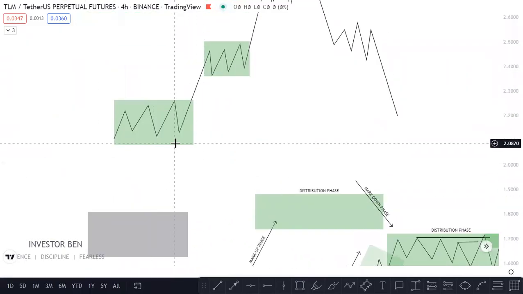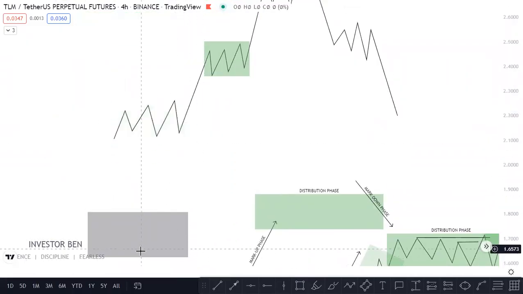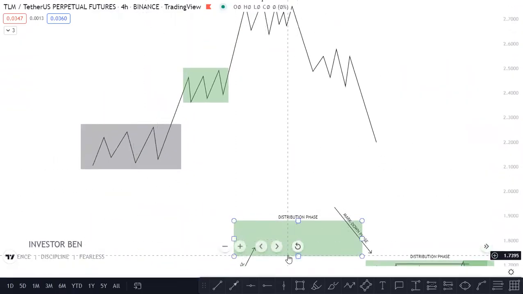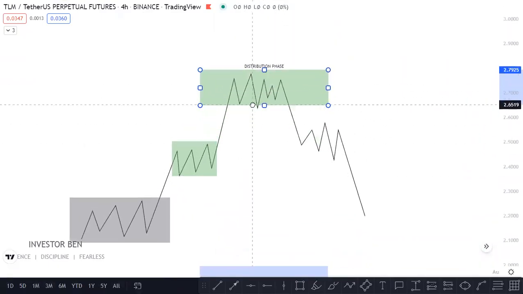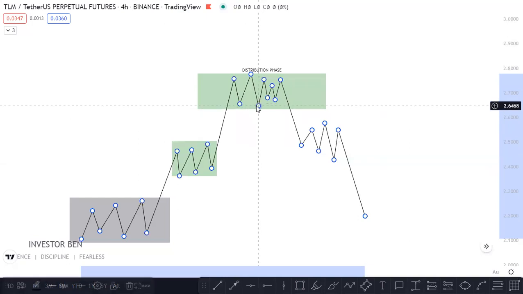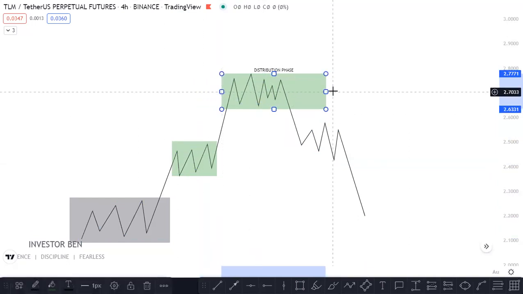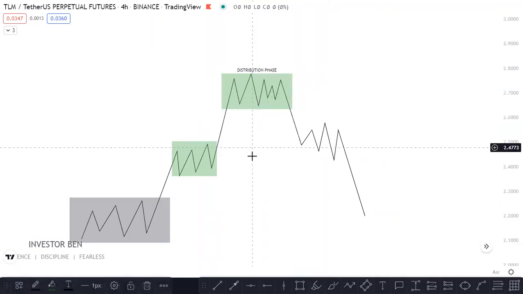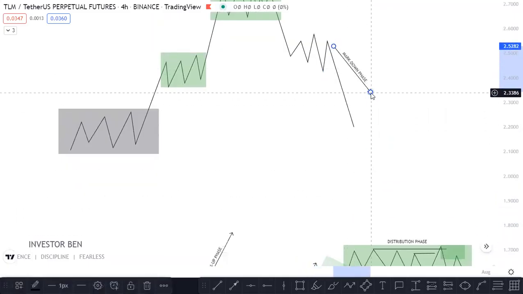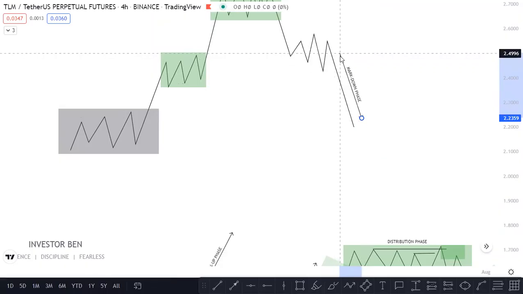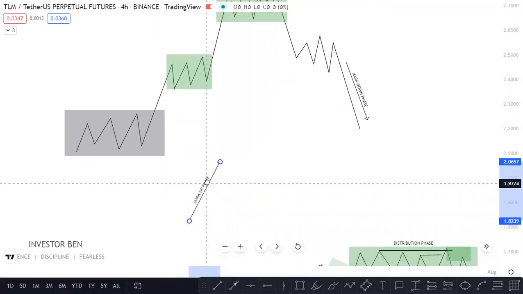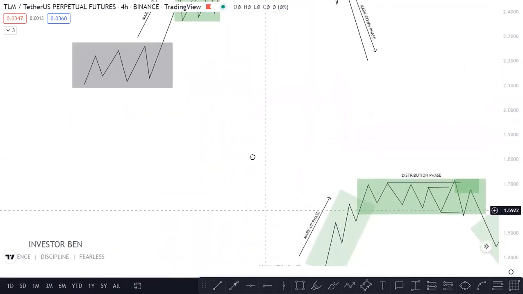Oh wow, I didn't answer. So here is for you. Here is for you. Here is for you. The markdown phase, right? And the markup phase. Okay, I think that is all.